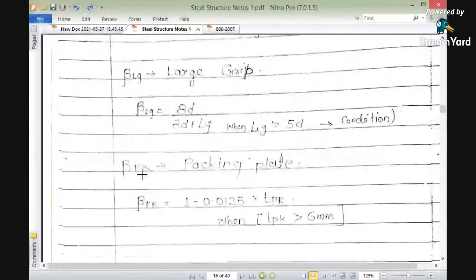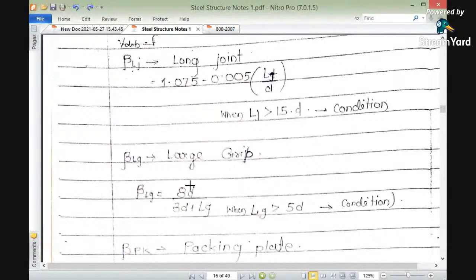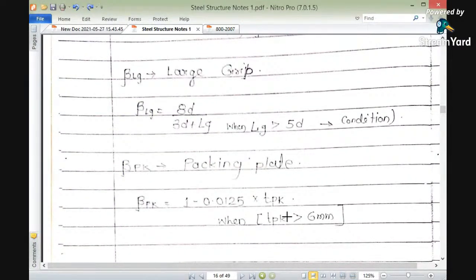Okay. So first, when length is more than 15 times d, if length is more than 15 times d, then we are using this beta LJ. Okay. When the grip length is more than 5d, then we are using this formula. When LG is greater than 5d, then we are using this formula. Packing plate: when thickness of packing plate is more than 6 mm, then we are using this formula.